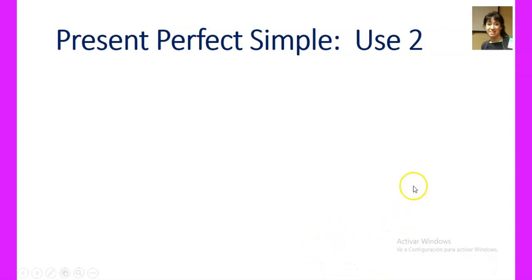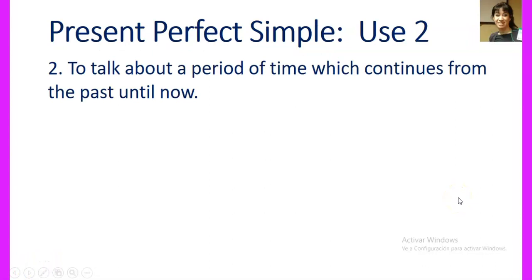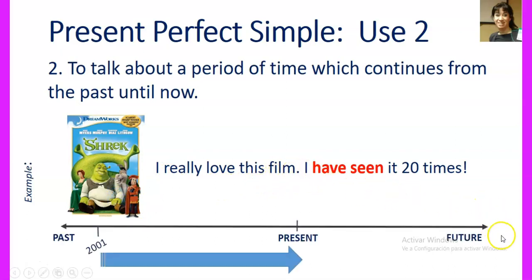Let's take a look at a second usage of the present perfect simple. We can use the present perfect simple to talk about a period of time which continues from the past until now. For example, we have this movie, Shrek 1, I really love this movie, this film. I have seen it 20 times. Now, if we consider a timeline where we have past, present, and future, we know that Shrek 1 was released in 2001. And I really don't remember exactly when I watched this film, but all I know is that up to now, I have seen it at least 20 times.